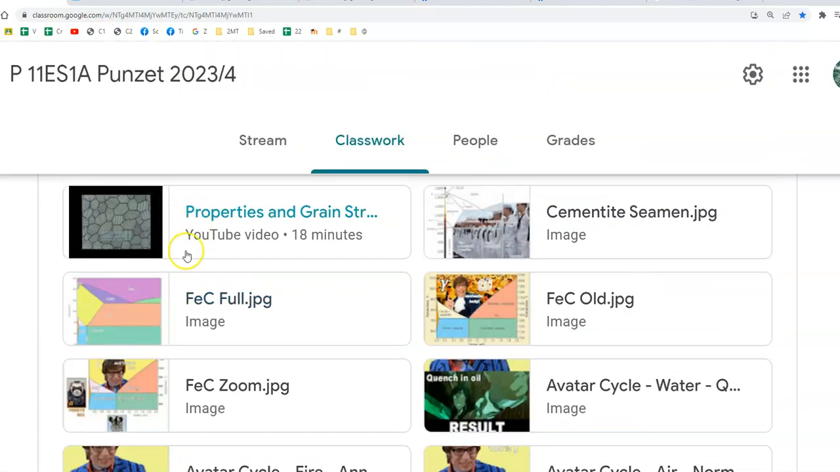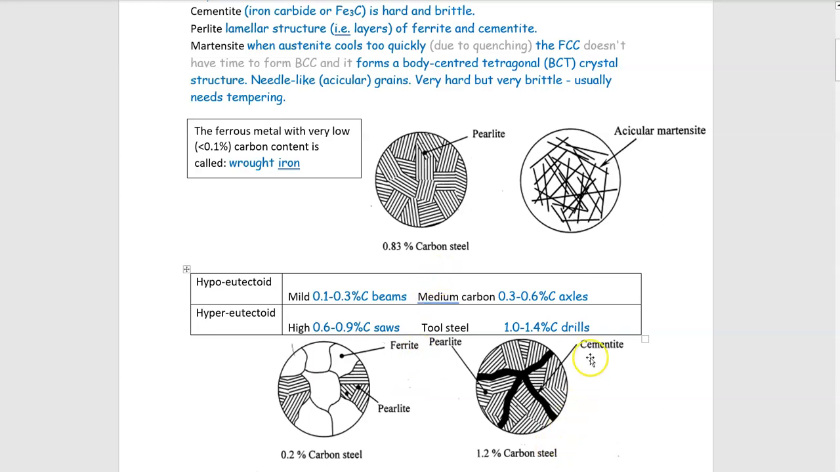To help us remember, there's a good video. The properties of grain structures is a good video that goes into a lot of this detail. You can look at that at some other point. Okay, back to the notes. To draw acicular martensite, we just draw it as lines, and if it's tempered, we still just draw it as lines. The video I just mentioned does a good description of tempering and other heat treatments, but for the moment we can just say that acicular means needle-like, and we just draw a bunch of lines.